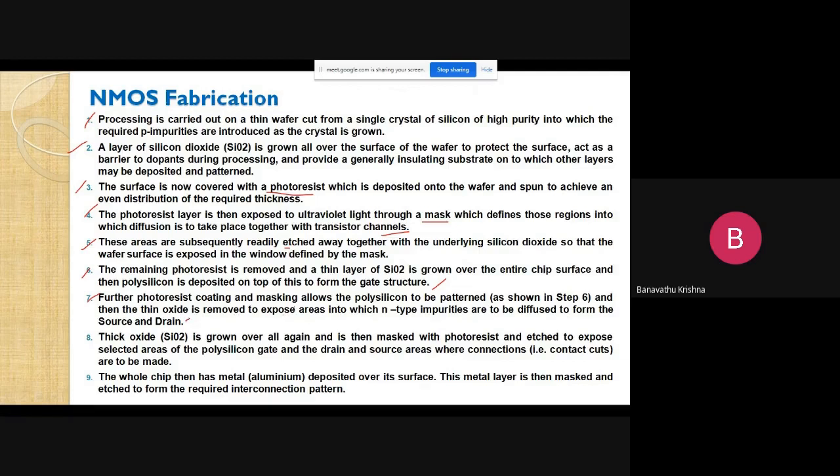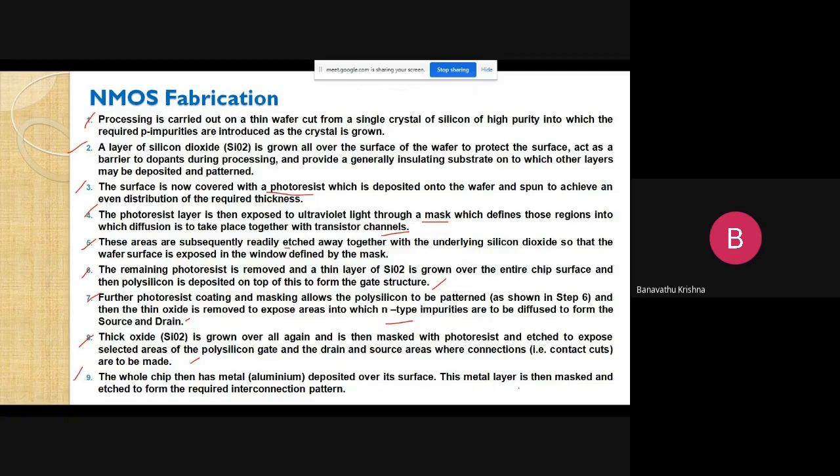By using gas processing techniques, the n-type impurities are diffused into the p-type silicon substrate to form the source and drain region. Next, the thick oxide is grown overall again and then masked with the photoresist and etched to expose selected areas of the polysilicon gate and the drain and source areas where we need to make the connections, right? And the ninth step is that the whole chip then has metal deposited over its surface.